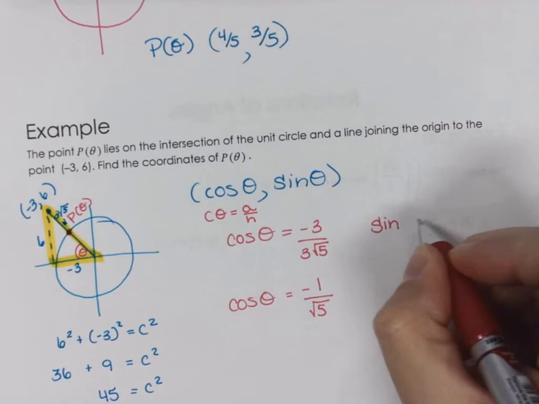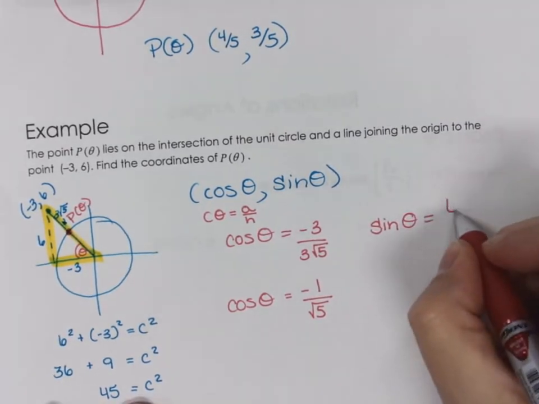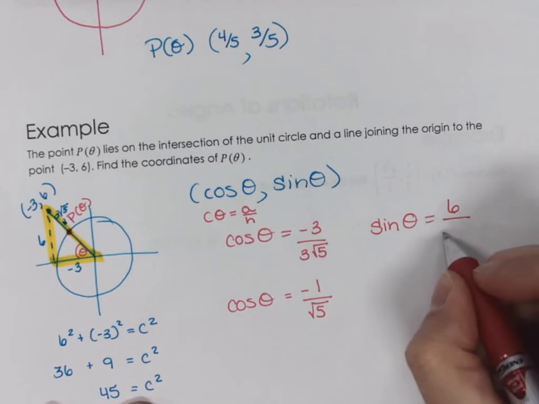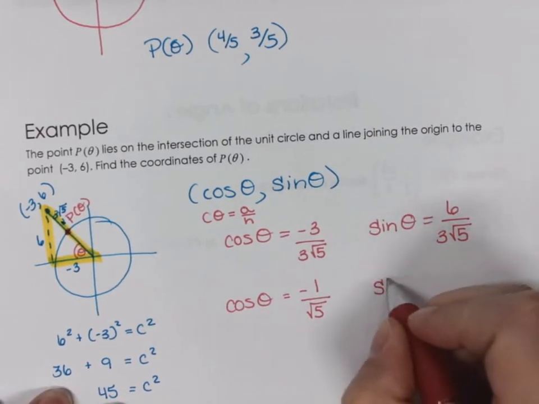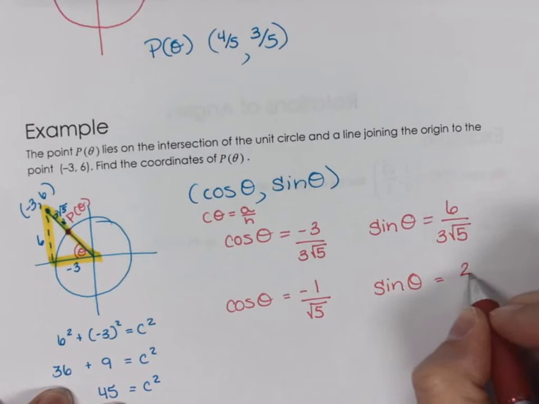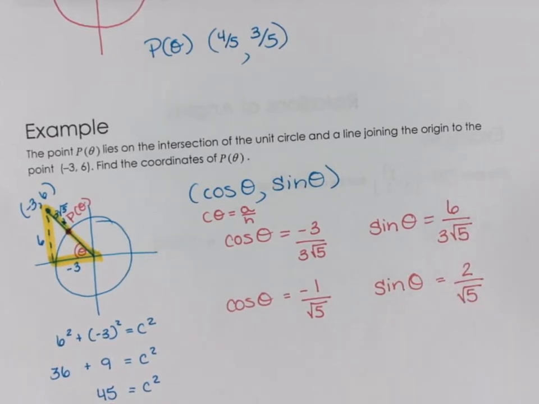So now we're going to do sine. So sine is going to be 6 over 3 root 5. Can I simplify that one? Yes, I can. So what's the coordinate at that spot?